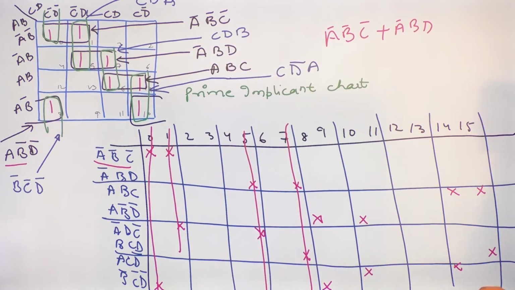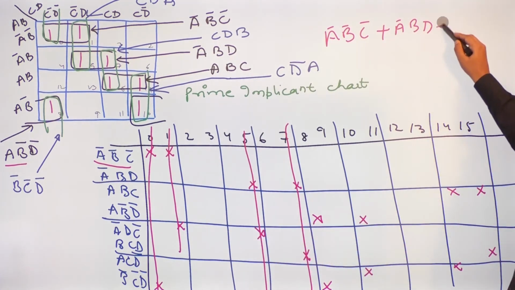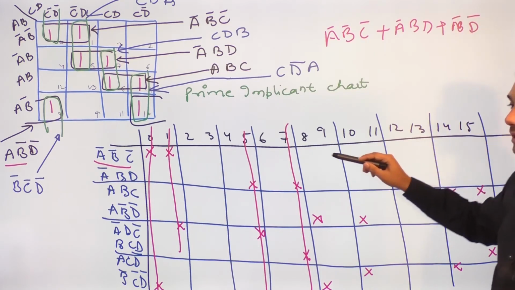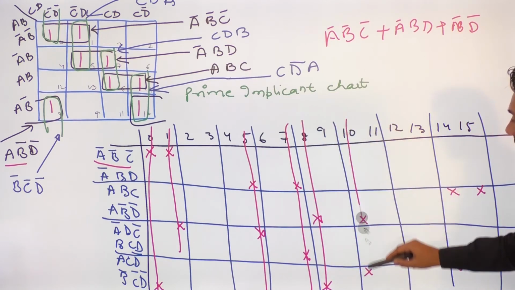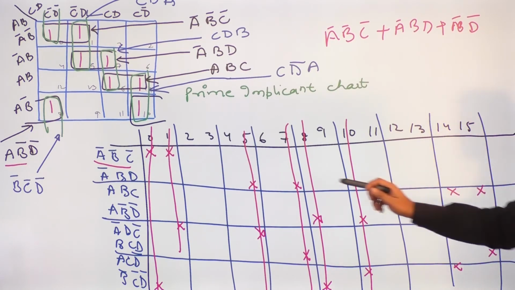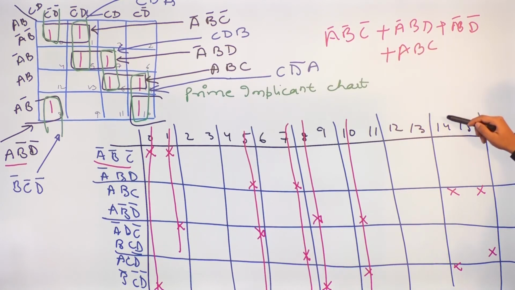And then if I add this term, which is b complement d complement, in my solution, then using this term I will be able to cover 8 as well as 9. And then if I add this one, which is ABC, in my solution, then I will be able to cover 14 and 15, right?